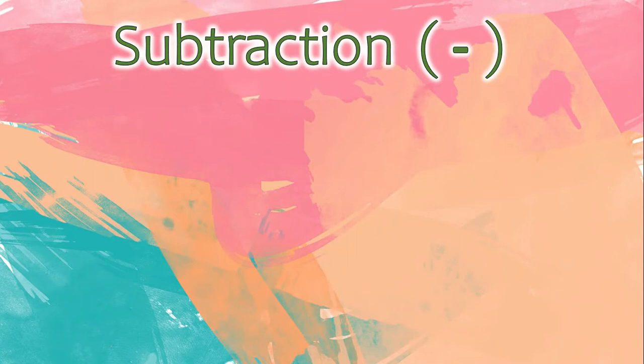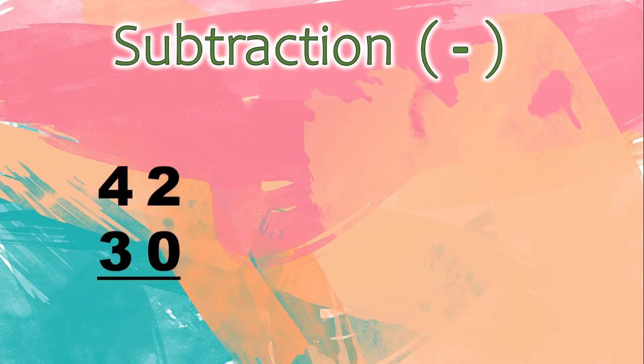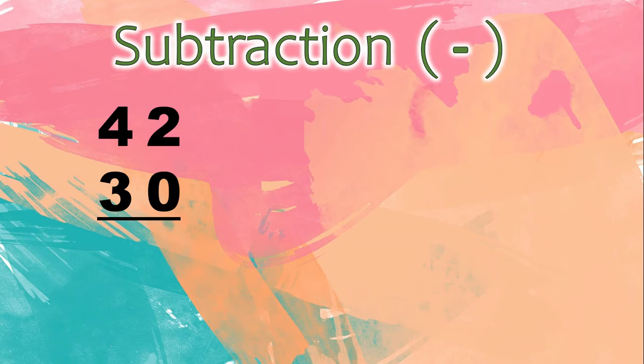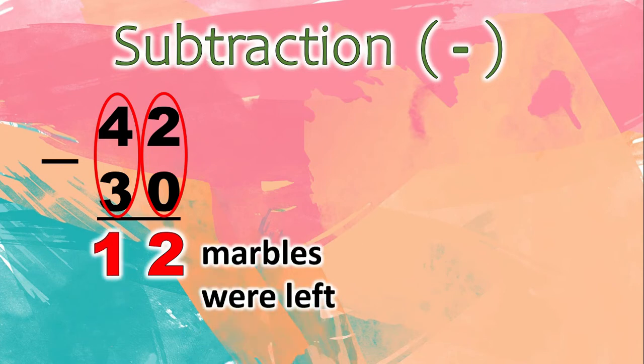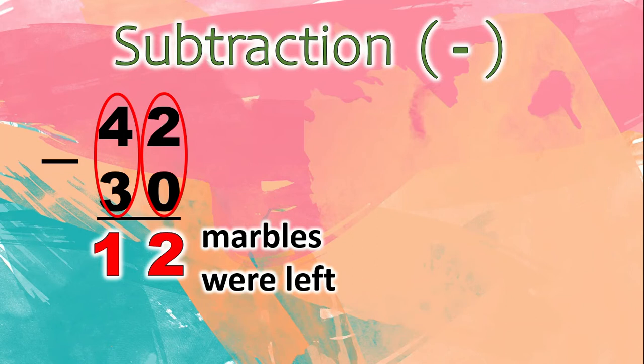The operation that we're going to use is subtraction, because we all know that the word left is a subtraction. Now we can subtract. 42 minus 30 in a vertical way. You subtract first the ones place, which is 2 minus 0. 2 minus 0 is equals to 2. How about the tens place? 4 minus 3 is 1. So the answer is 12. There are 12 marbles left.